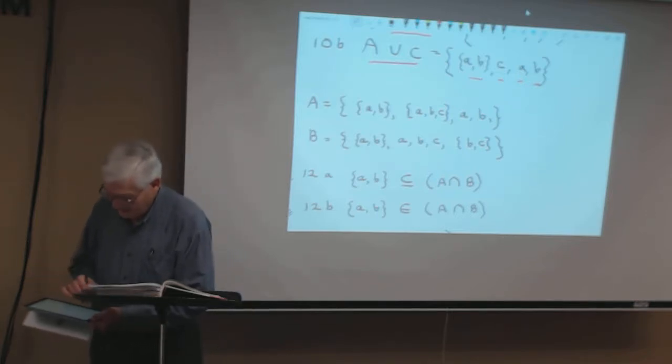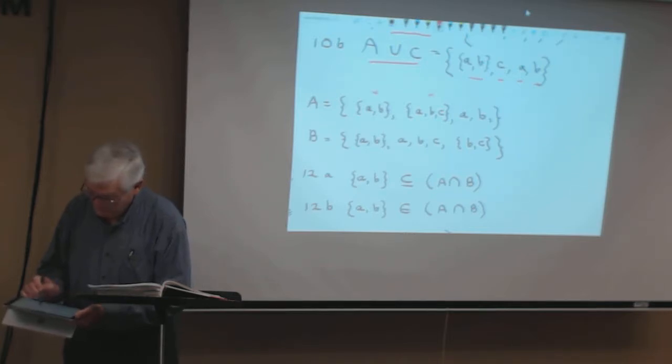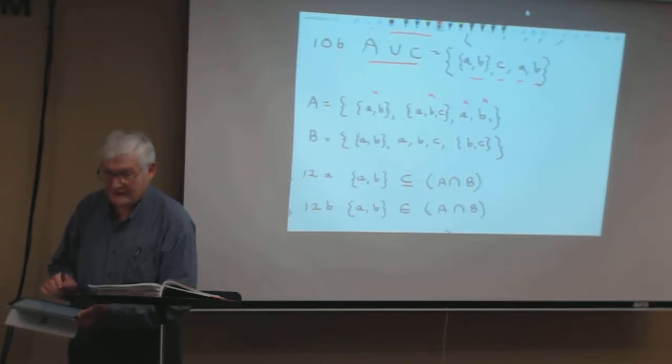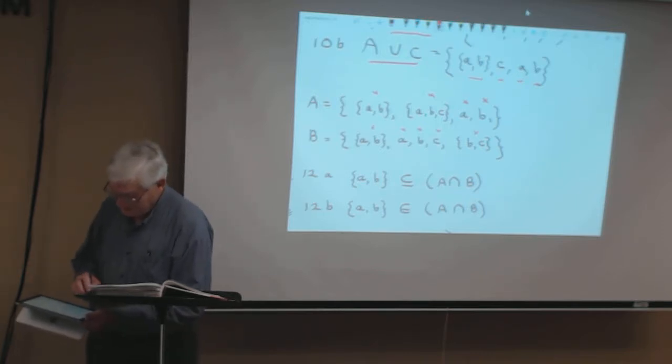Now, and see, A has how many elements in it? 1, 2, 3, 4. A has the set AB, the set ABC, an A and a B. And B has the set AB, and A and B and C, and the set BC. You see how these are different, the way they're set up here? So now I'm supposed to answer some questions.